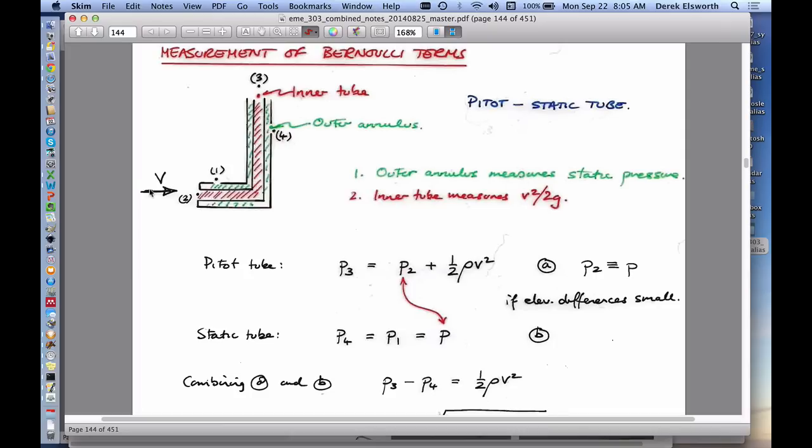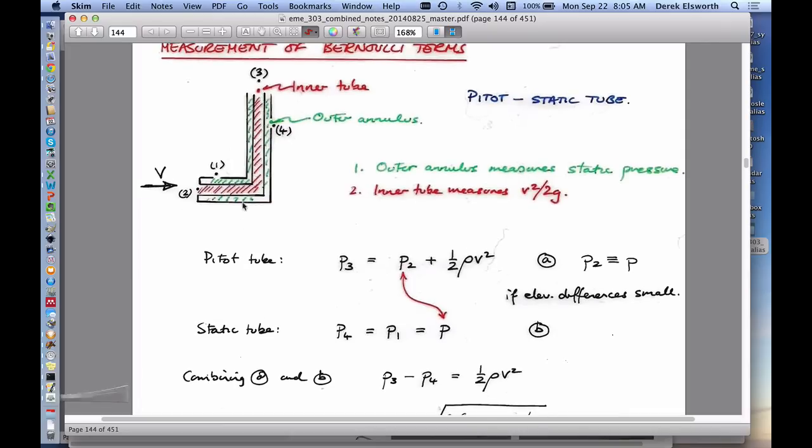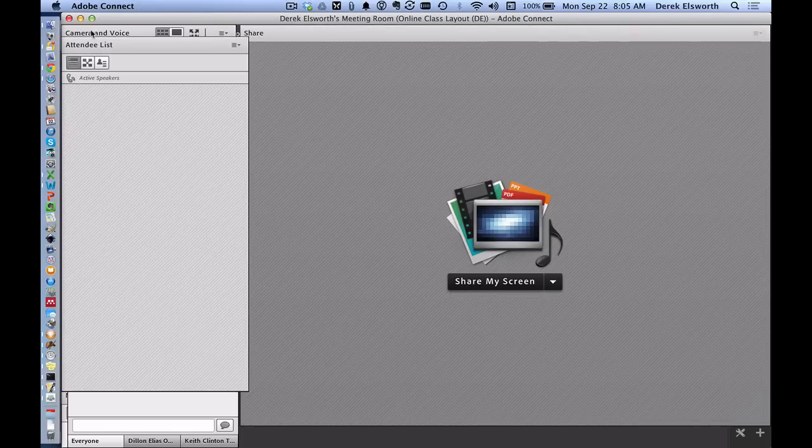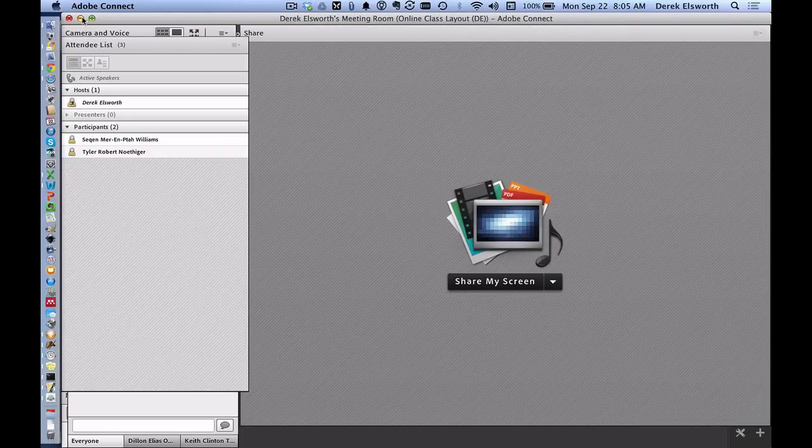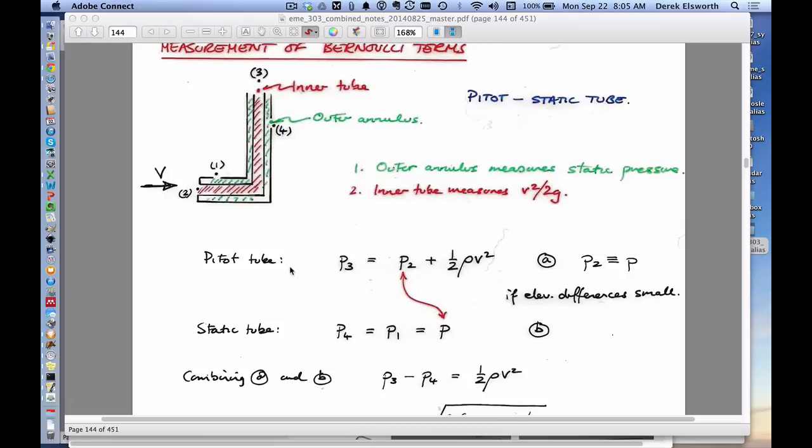And so what you can do is write Bernoulli's equation at 2 locations.